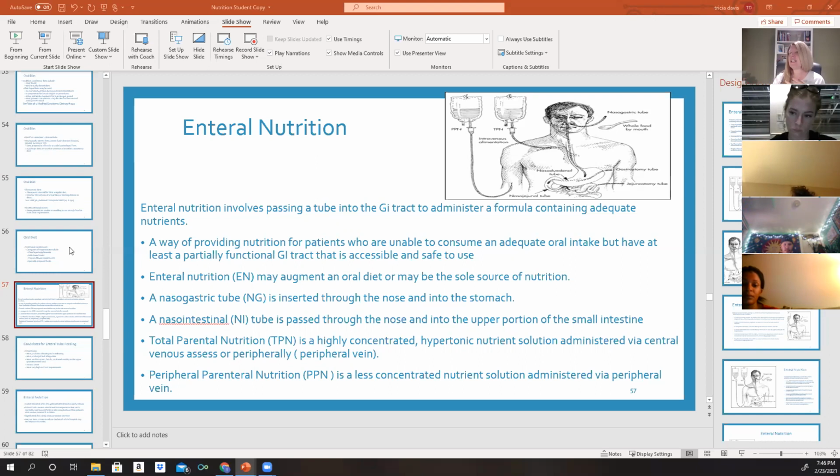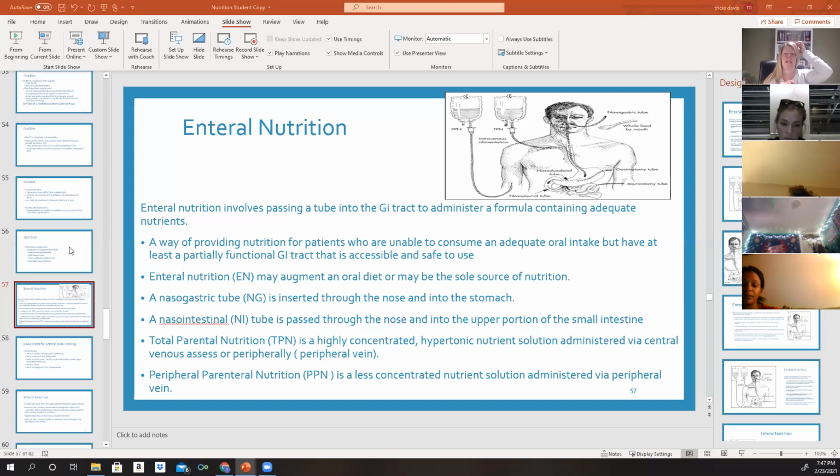Some of them cause a lot of diarrhea, so you have to work with them to find one that doesn't cause diarrhea. So there's a lot of different formulas. It is a way of providing nutrition for patients who are unable to consume adequate nutritional needs through oral intake. They do need to have a functioning GI tract that is accessible and safe to use. Enteral nutrition may augment an oral diet or be the sole source of nutrition.